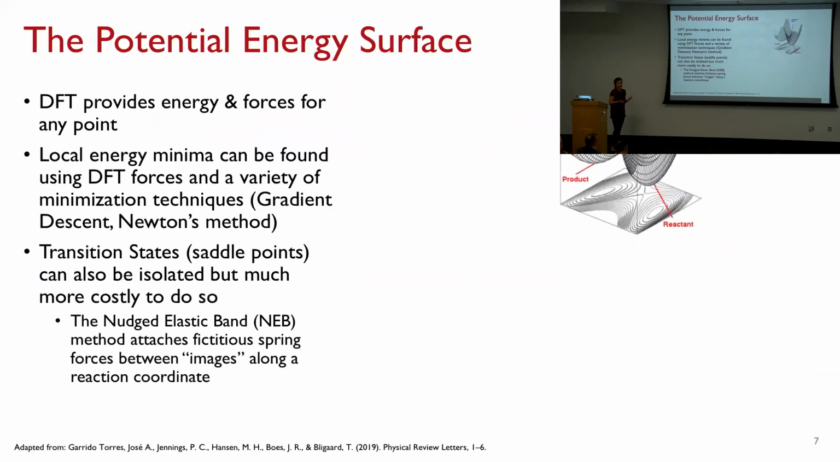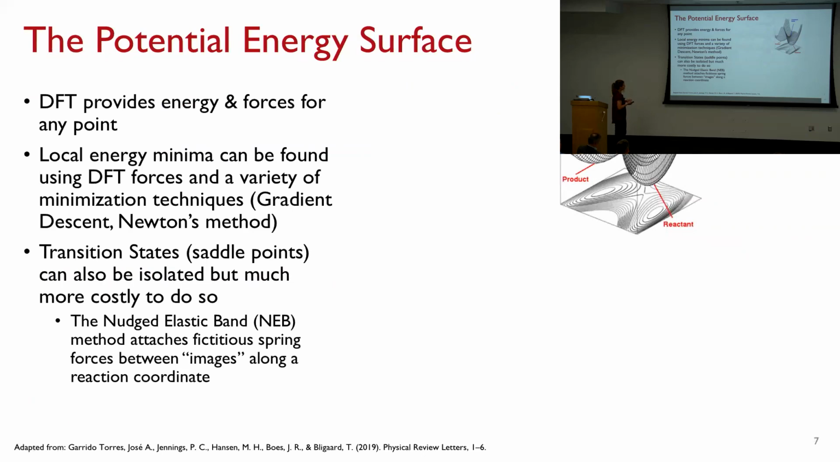Density functional theory gives us the ability to find the energy and forces at any point on the potential energy surface of our system, shown here. Using DFT, we can then relatively easily, using a variety of minimization techniques, gradient descent or Newton's method, take your pick, find our way into a local minimum of energy and call that the ground state energy of the system.